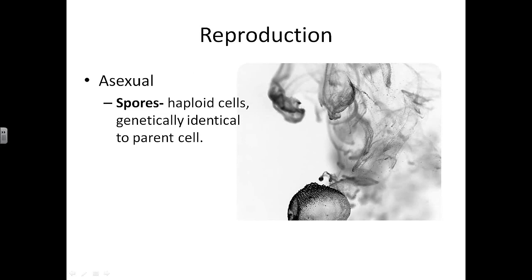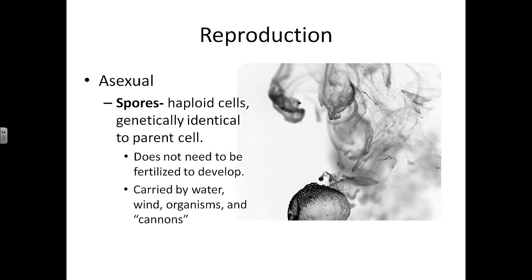Spores are one of the forms of asexual reproduction, and these are haploid cells, half the amount of DNA, and they are genetically clones compared to the parents. A spore does not need to be fertilized to develop, and it just gets carried away by wind, organisms, or sometimes cannon-like structures. Over to the right here is a puffball mushroom, where you can see the spores leaving the mushroom in a nice big cloud, which carries them away so they can go form somewhere else.